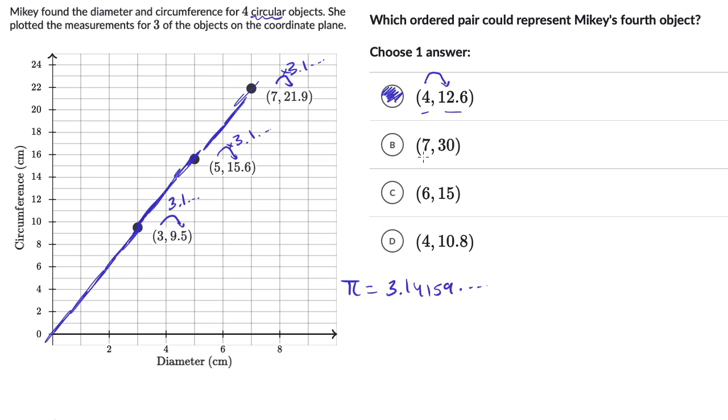Here, 7 times 3 point something would be between 21 and 22, not 30, so I don't like that. 6 times 3 point something something would be over 18, not 15, so I don't like that. 4 times 3 point something something would be over 12, so I'll rule that one out as well. So I like choice A.